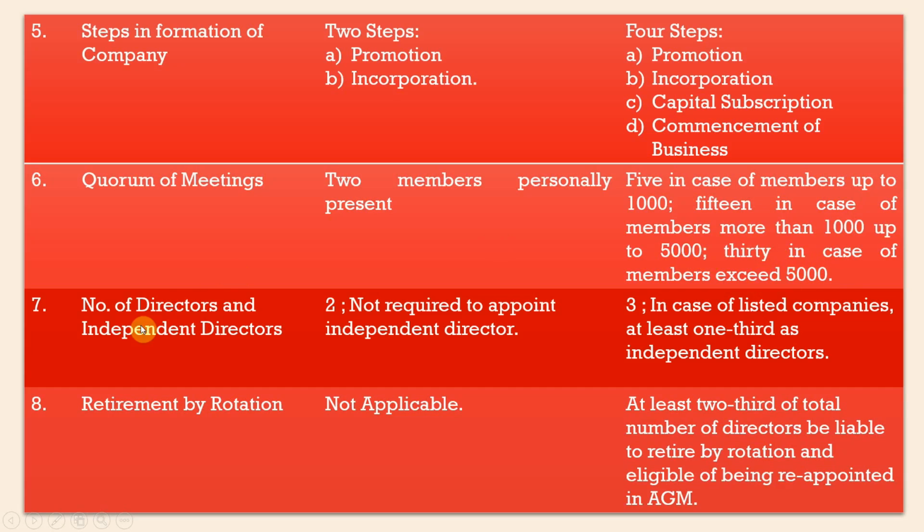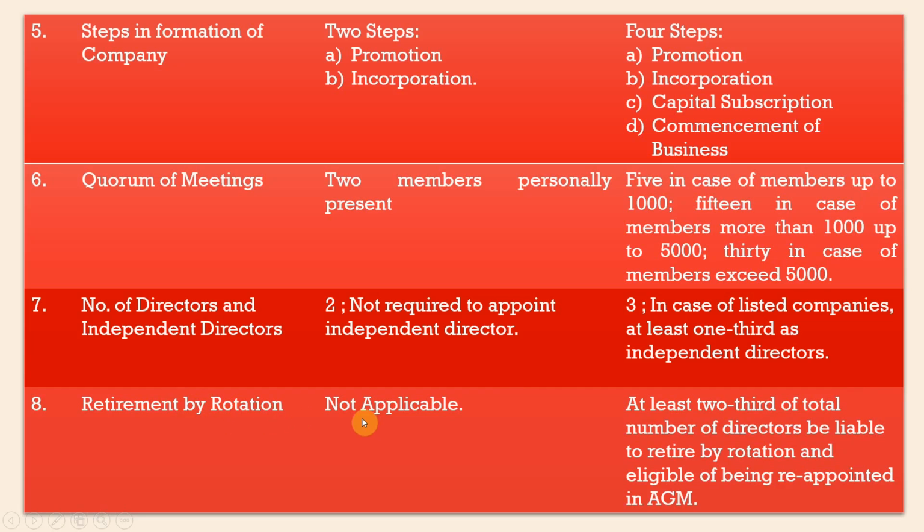Next comes number of directors and independent directors. Number of directors here in private company is 2, and there is no compulsion to appoint an independent director in case of private company. In case of public limited company, the number of directors should be 3, and in case of listed companies, at least 1/3 should be independent directors. If it is a listed company, then 1/3 directors should be independent directors.